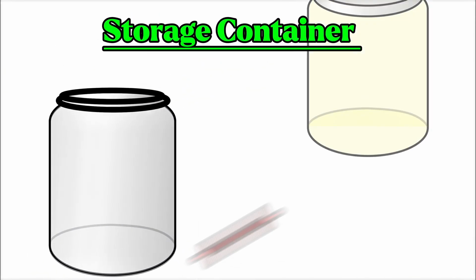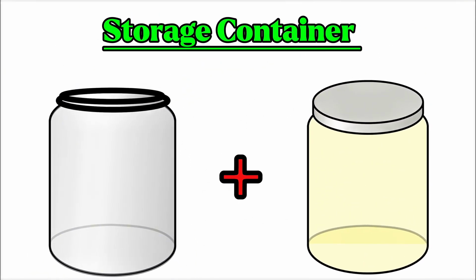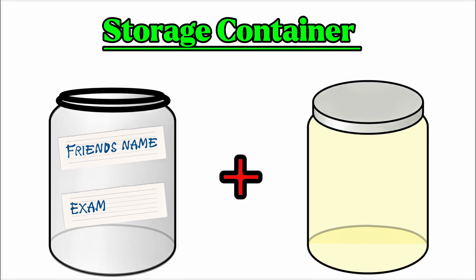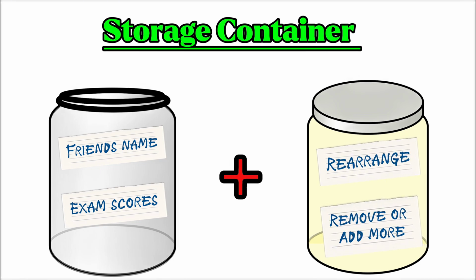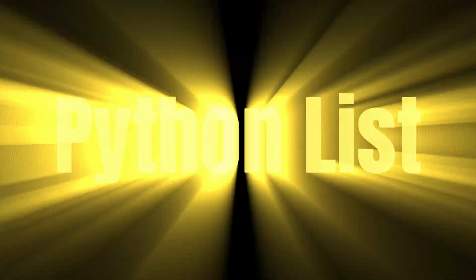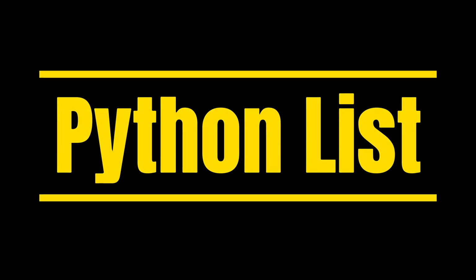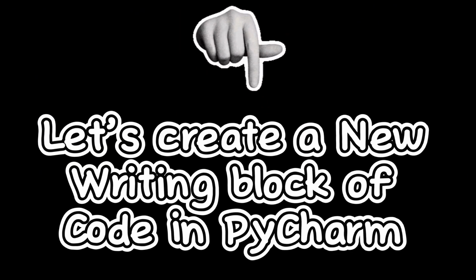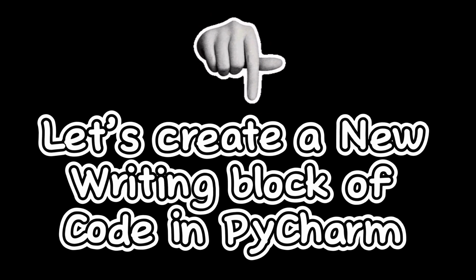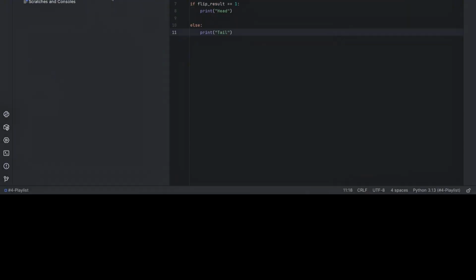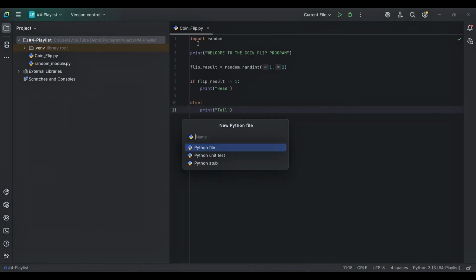Imagine having a magical container where you can store a lot of things like your friend's name, your exam scores, or even mix all of them together, and you can also rearrange them any way you want or even remove some or add more in seconds. In Python, that container is called a list. And by the end of this video, you will not only know how the list works, but you'll be able to use them like a pro to solve real problems. Stick with me till the end because I will also share a secret trick that beginners often miss.